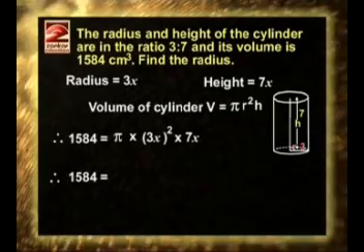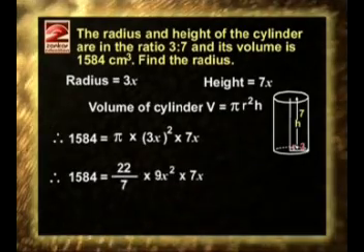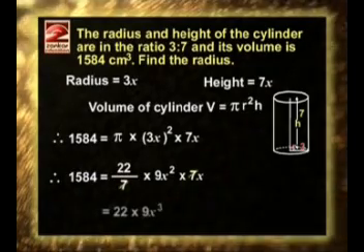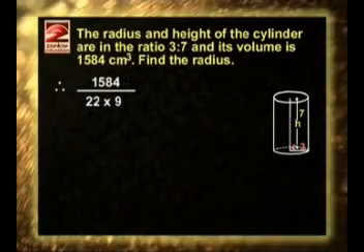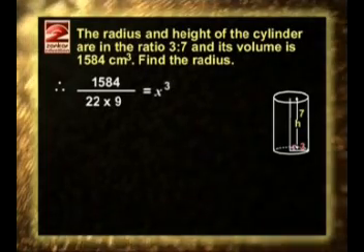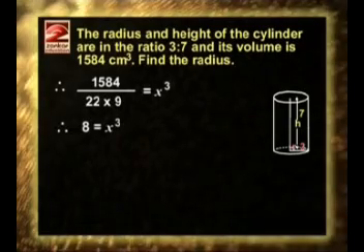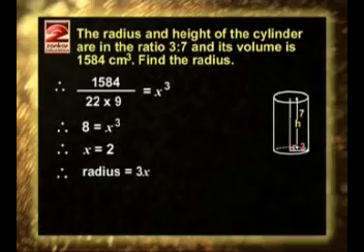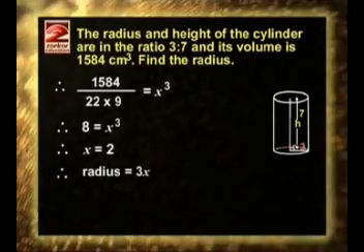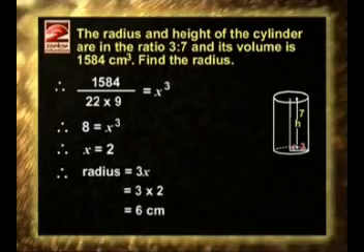Therefore 1584 is equal to 22 upon 7 into 9x square into 7x, that is equal to 22 into 9x cube. Therefore 1584 upon 22 into 9 is equal to x cube. Therefore 8 is equal to x cube. Therefore x is equal to 2. And therefore the radius is equal to 3x, that is equal to 3 into 2, which is 6 centimeters.